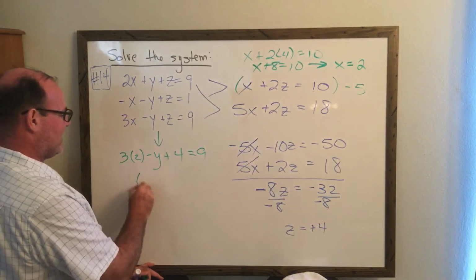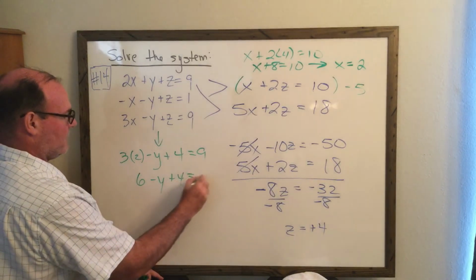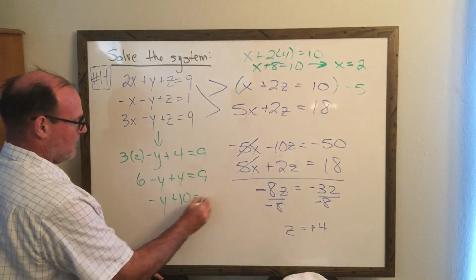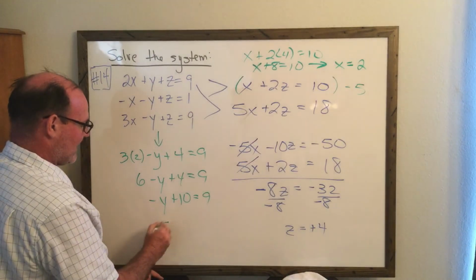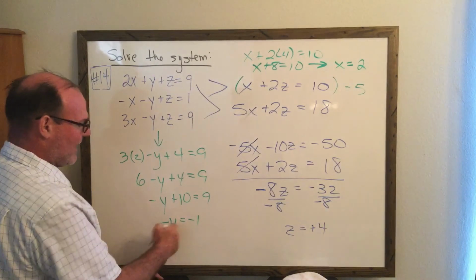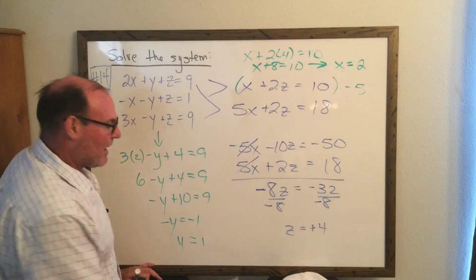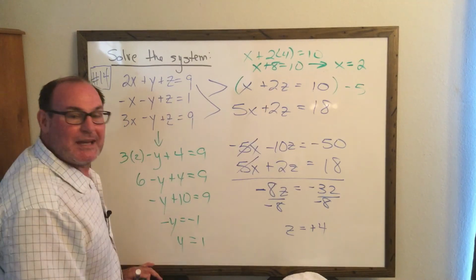3 times 2 is 6. 6 and 4 is 10. When I subtract the 10, I get negative y is equal to -1. And when I divide, I get y equals 1. And there is my solution. So always write it as an ordered triple.